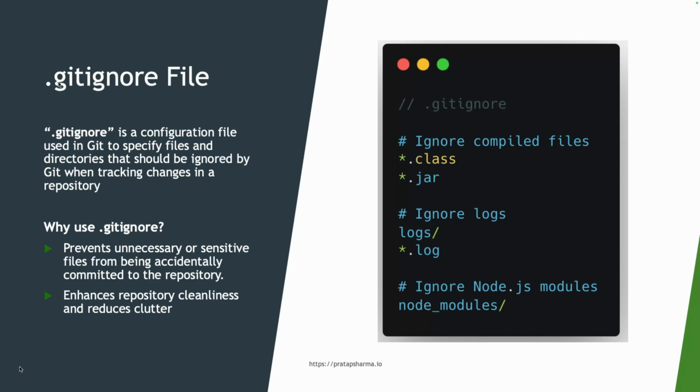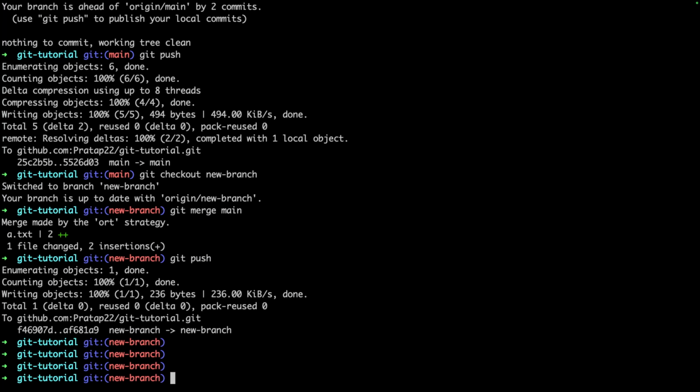So let's learn about the .gitignore file. .gitignore is a configuration file used in Git to specify files and directories that should be ignored by Git when tracking changes in a repository. Okay, so let's go back to our Git repo.